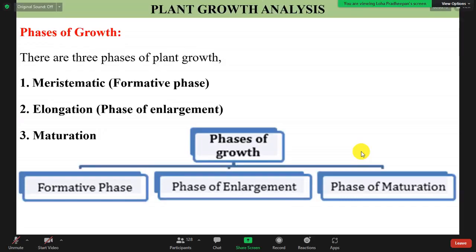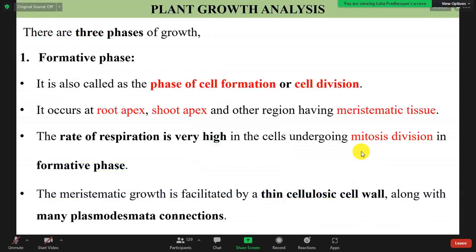Elongation or enlargement phase. At that time the divided cell is increasing in size. Then the maturation phase. Normally the hardening happens. We will see one by one. So if you look into the formative phase, it can also be called cell formation or cell division. It occurs at the root apex and the shoot apex, which have the meristematic tissues.